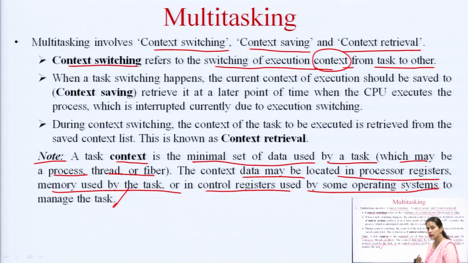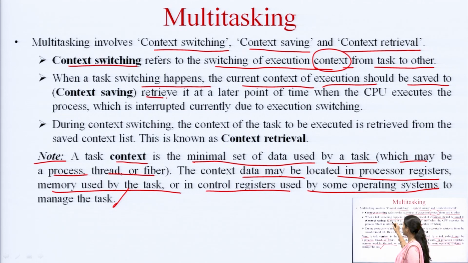Now, when a processor switches from one task to another, it may have to come back to the main task which it was performing. The context related to that task should be saved somewhere, so that it becomes easy for the CPU to retrieve the context again. This saving of the context related to the previous task is known as context saving. So, this is what is written: when a task switching happens, the current context of execution should be saved to retrieve it at a later point of time. This is known as context saving.